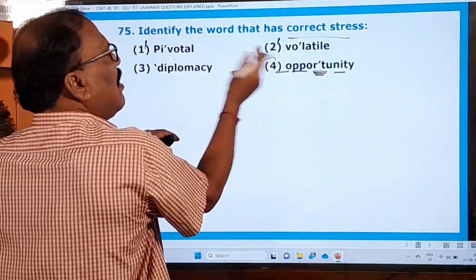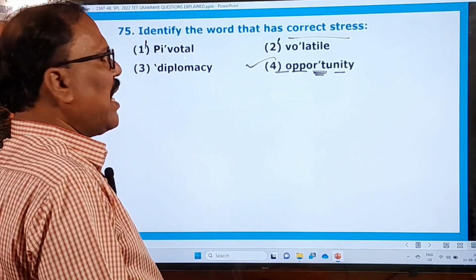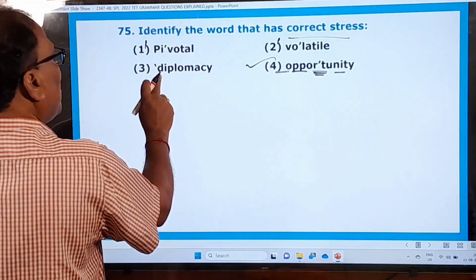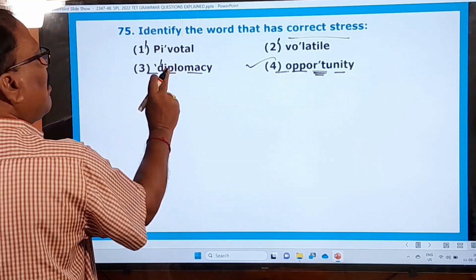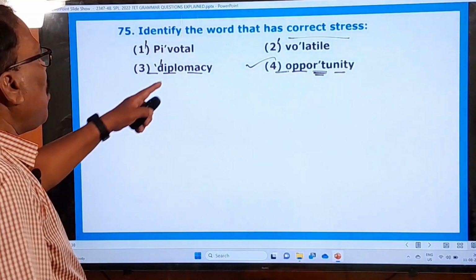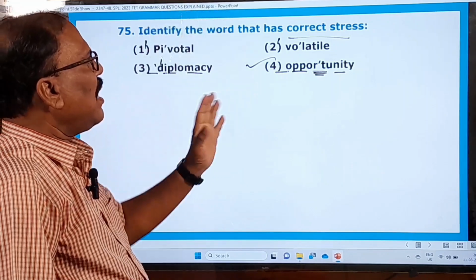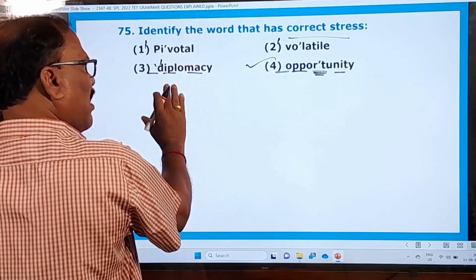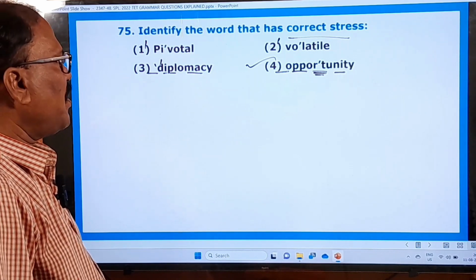So you have to cut the word into syllables. Then on the first syllable only there must be stress. Volatile. But here it is marked otherwise. No. And here is diplomacy. This is not the right one. Diplomacy. The stress must be on the second syllable. So here, diplomacy, this is getting the stress. Diplomacy, pivotal, volatile, opportunity. In the first, second and third words the stress is wrongly marked, and only in the 4th one the stress is correctly marked. So your answer is going to be opportunity.